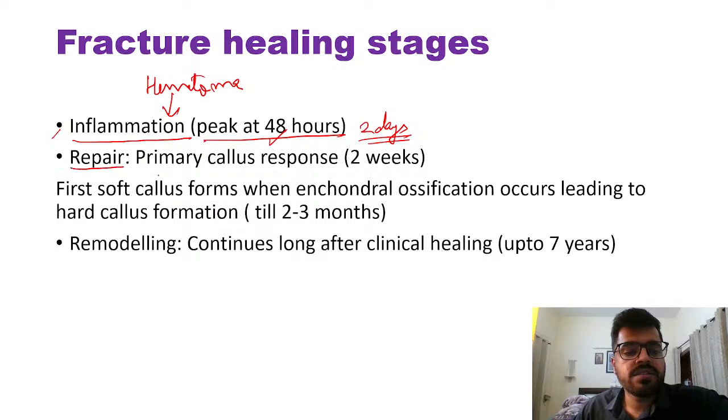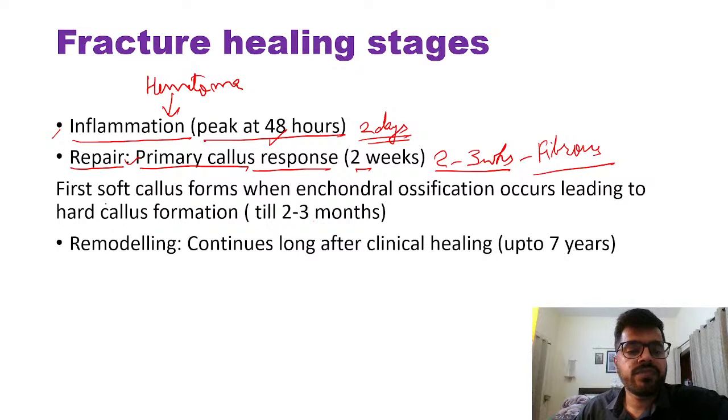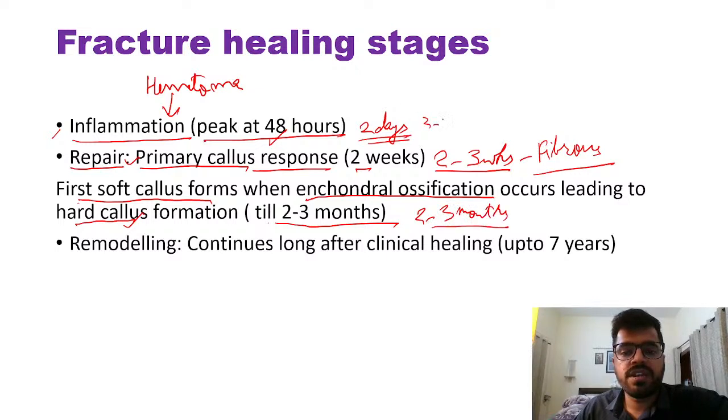Then the repair starts. The primary callus response is there. Primary callus forms at 2 to 3 weeks. This is a fibrous callus. Then in this primary soft callus, which is a fibrous callus, endochondral ossification occurs, which leads to formation of the hard callus, which takes 2 to 3 months. So you can remember it as 2 to 3 days, 2 to 3 weeks, and 2 to 3 months.